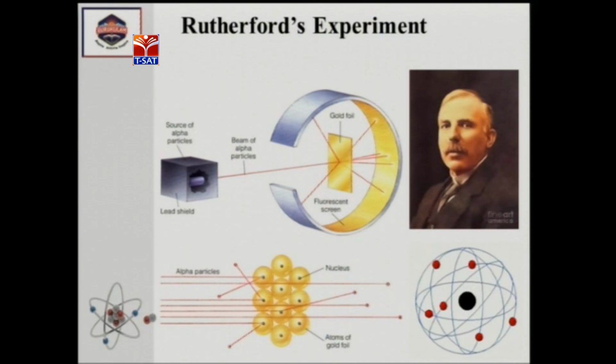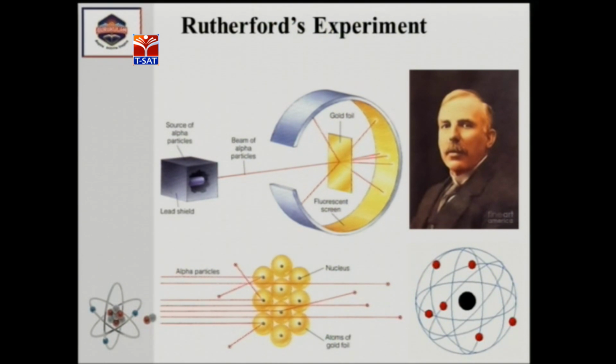As he concluded, most of the space inside the atom is empty. Because if there is no space inside the atom, how are they passing? Yes, how are they passing? So there is space inside the atom, that's why they are passing through this thin gold foil.